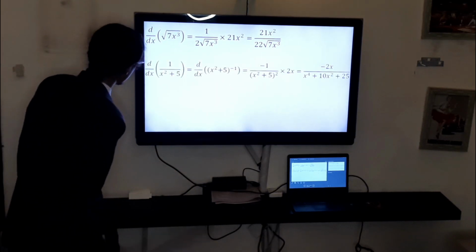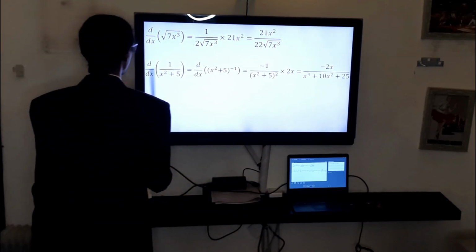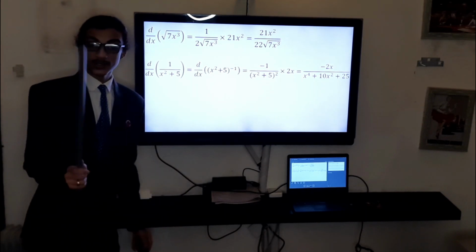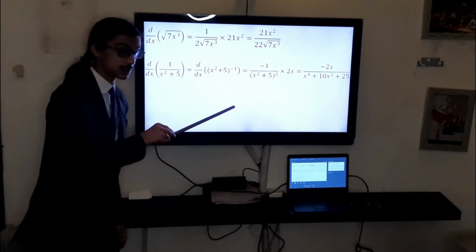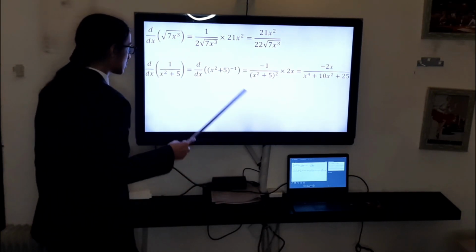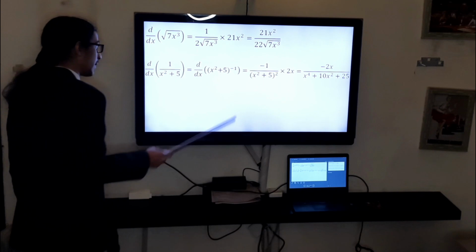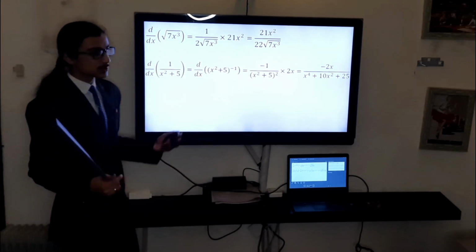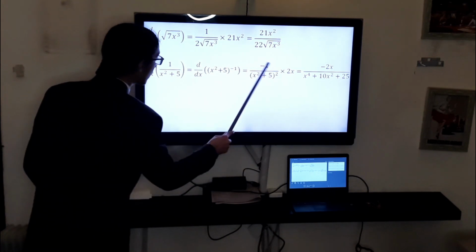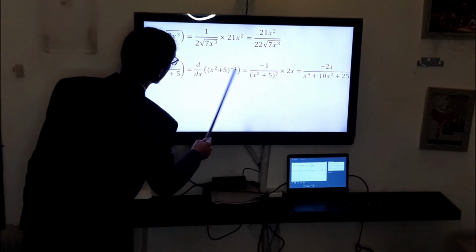Okay, next. Now let's see, we've got 1 upon x squared plus 5, right? You might think the quotient rule is what we use here. But once again, the chain rule is going to be much faster, right? How so? We can write 1 upon as to the power minus 1. So this just becomes x squared plus 5 to the power minus 1, right? Now what is the derivative of 1 upon x? Negative 1 upon x squared, right? So I'm going to write negative 1 upon x squared plus 5 whole squared.